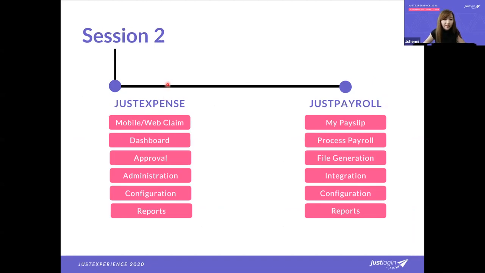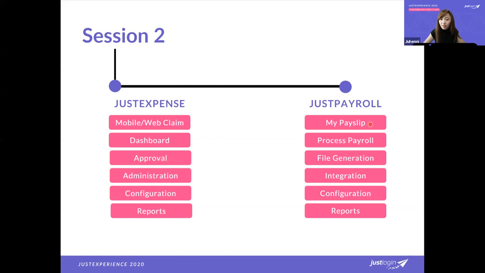On session 2, on JustExperience, we will cover the mobile claim. We'll show our special function, which is OCR, and also how to submit a claim via the web portal. Then we will go to the dashboard, how to do approval, administration, and configuration, followed by reports.